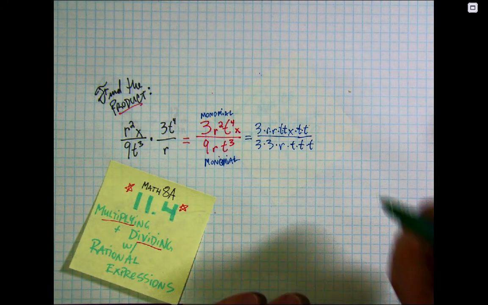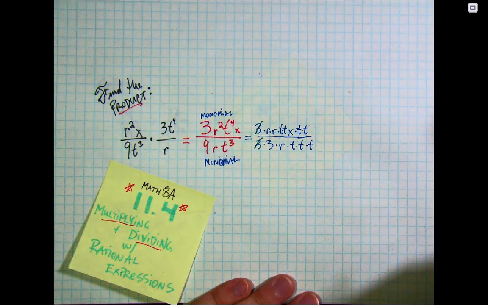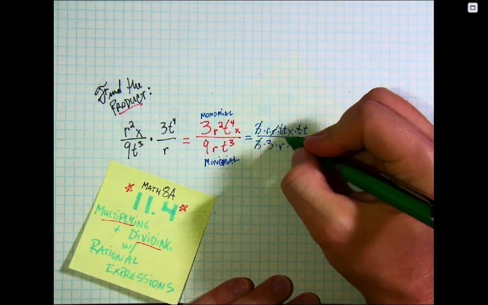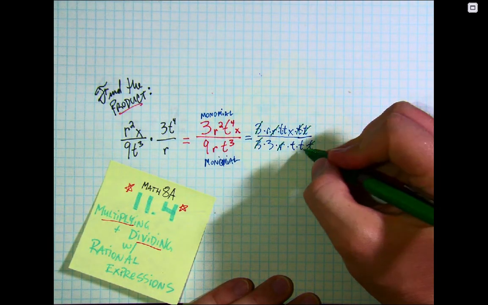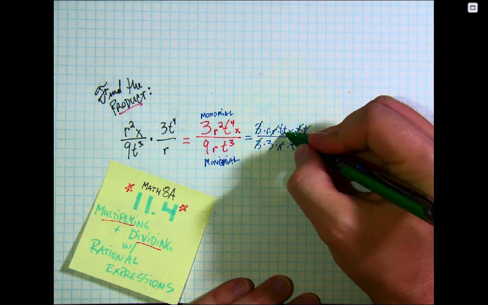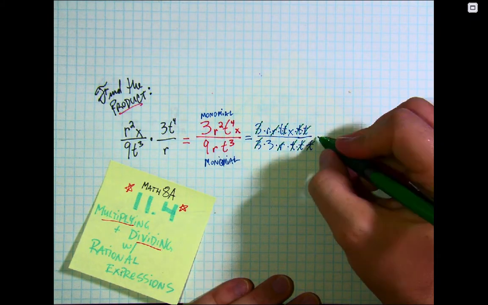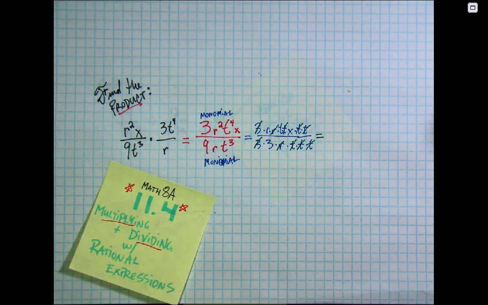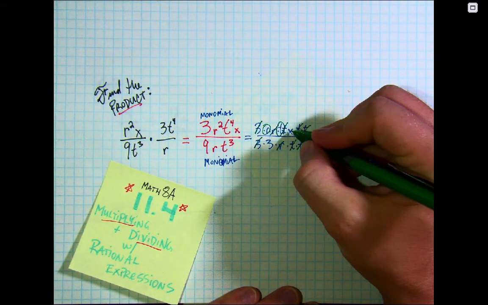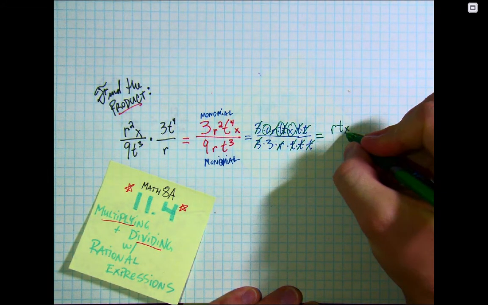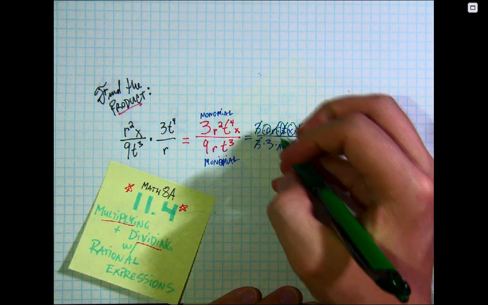So I can go like that. A 3 cancels with a 3, an r cancels with an r, a t cancels with a t, and this t can cancel with this t. Oh, there's another t here. That can cancel with that. And our answer is just going to be whatever our leftovers are. So I've got an r and a t and an x here. And on the bottom, all I've got is a 3.